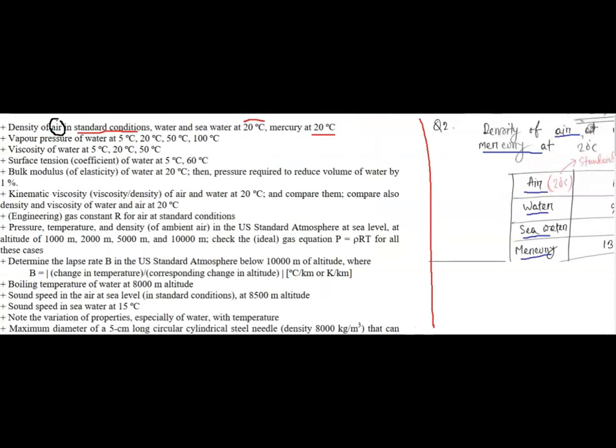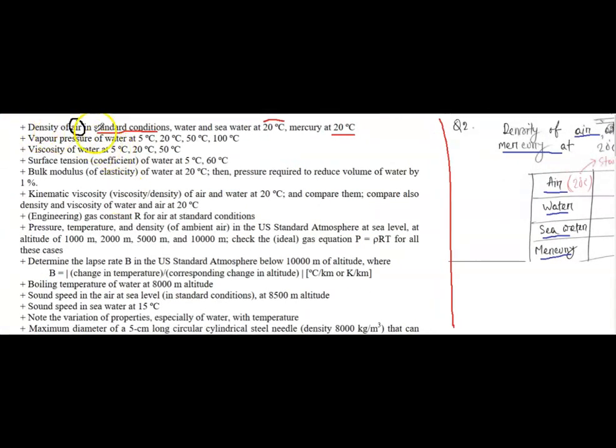So that was your first question, the density of air. I believe this is very simple. Now the vapor pressure of water at 5, 20, 50, and 100 degrees centigrade. Viscosity of water. Surface tension of water. Now I will solve these three questions, because all of these properties are related to water. The first one is the vapor pressure, this is the viscosity, and this is the surface tension, but for different temperatures. So now let's solve that one.